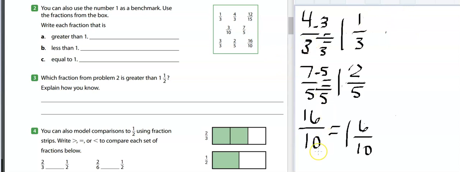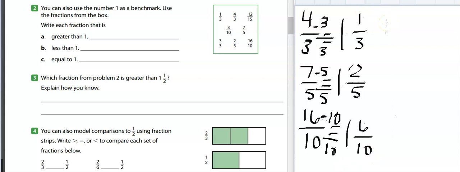And my last one, 16 over 10. 10 can go into 16 1 time. So that's 1 whole, so I would do 10 over 10. And I'm going to see how much I would have left over. 16 minus 10 is 6. So I have 1 whole and 6 left over, and my denominator stays the same.